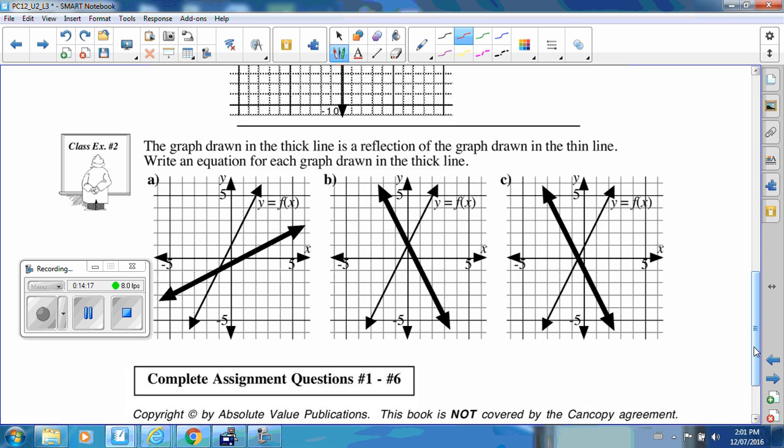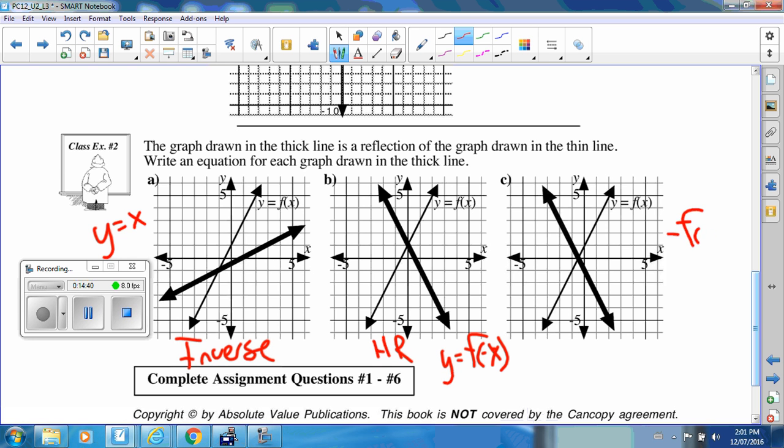In these cases, you just say what happened. So this is inverse, or reflection along the line y equals x. This is horizontal reflect, which is y equals f at -x. And this is negative f at x, which is also a vertical reflection.